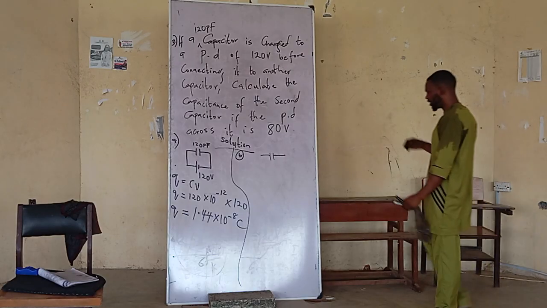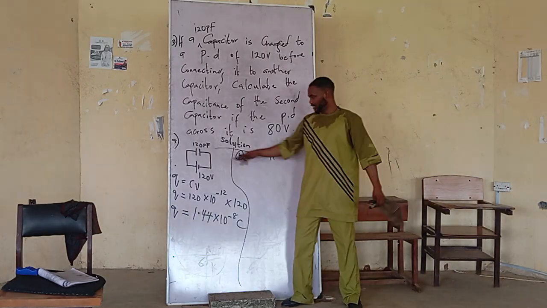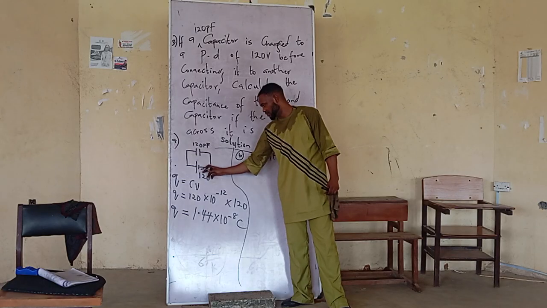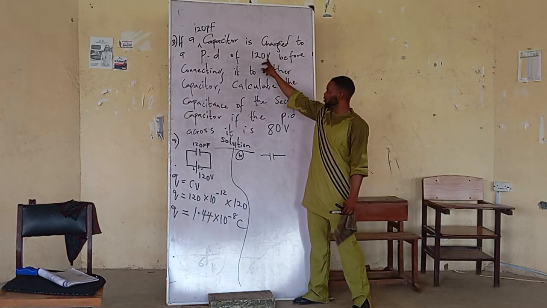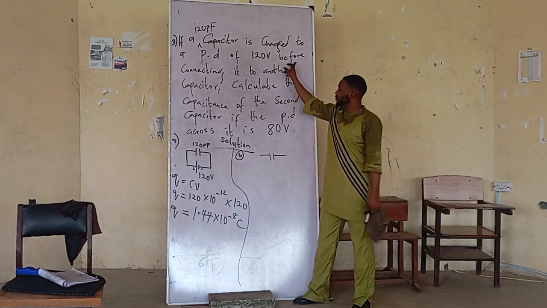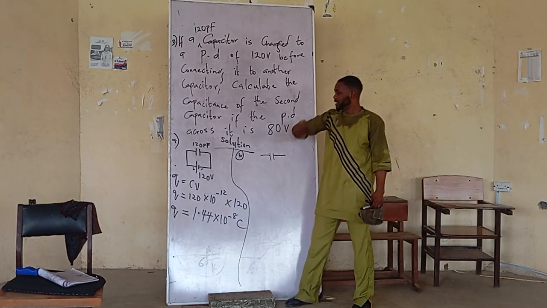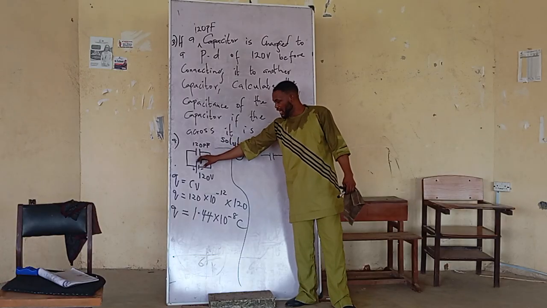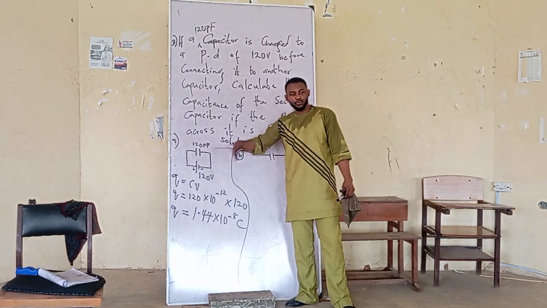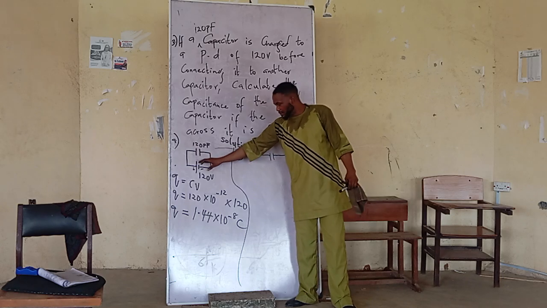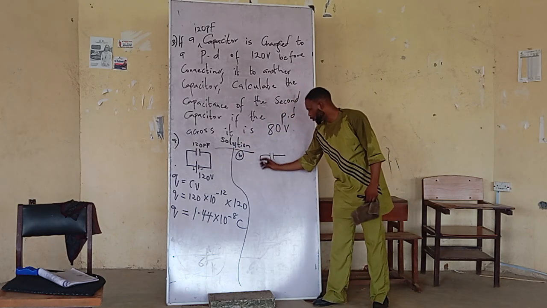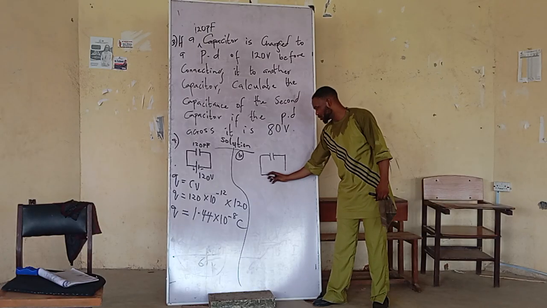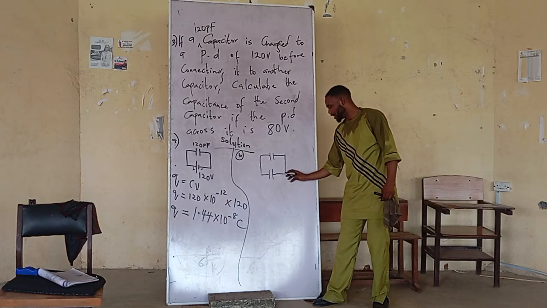But see, let me tell you. Initially, this is minus and this is plus. It was charged by 120 volts. Before connecting, this is the same thing as saying it has been charged. That means before, it was broken. So this voltage is now removed. And when this voltage is removed, it is connected to another capacitor.